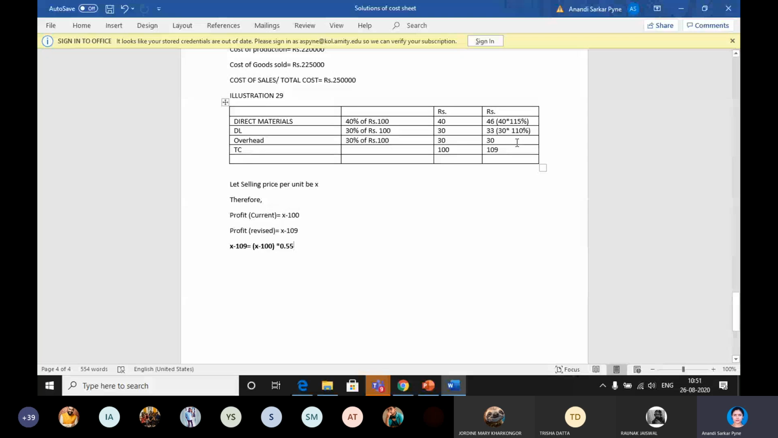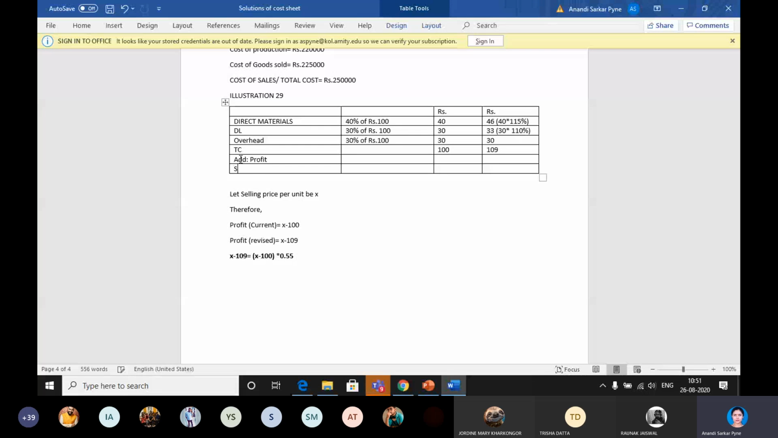In the normal cost sheet, direct material plus direct labor plus overhead gives the total cost. After you get the total cost, add profit and you get the selling price. But here the selling price per unit is absent, so we cannot add profit because we do not have the profit figure or the selling price figure. So the selling price we have considered is x.